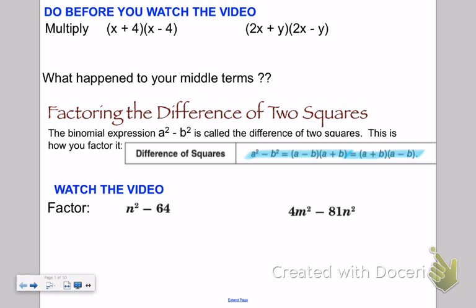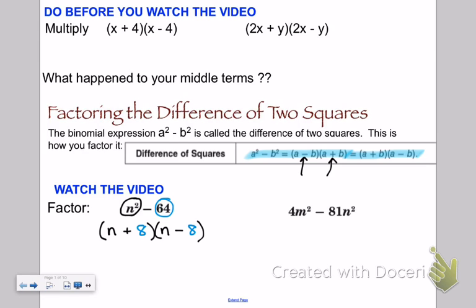So what we're going to look for is we are going to think about what times itself gets us n squared. Well, I know that n times n gets me n squared. What times itself gets me 64? It has to be the same number, and that's going to be 8 and 8. And looking at our formula, I know that I have a minus and a plus. So it doesn't matter which one I put first, but I'm going to have a plus and a minus.